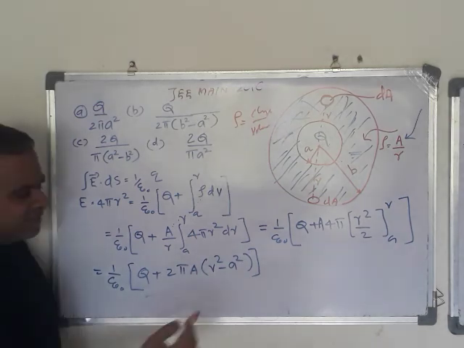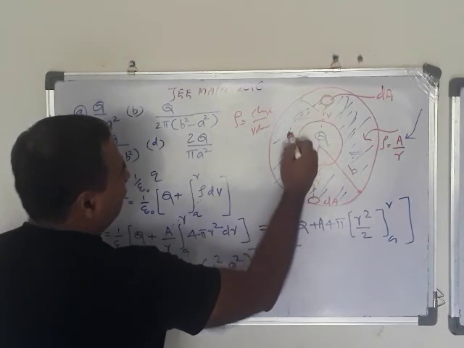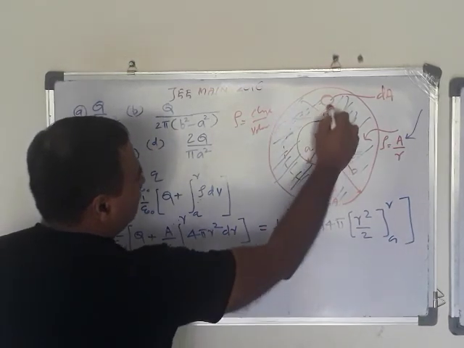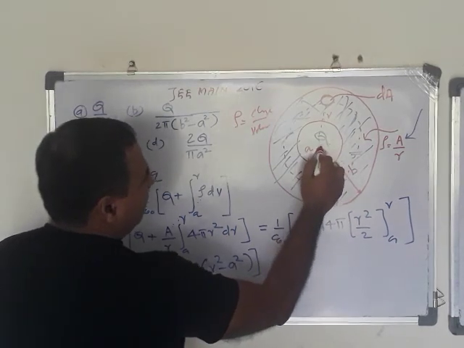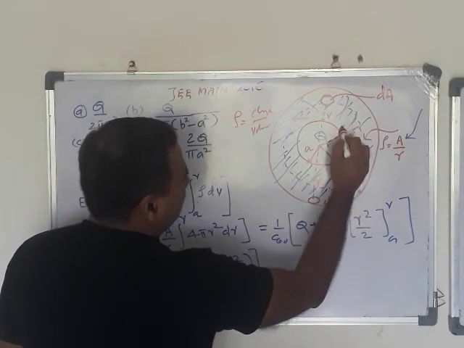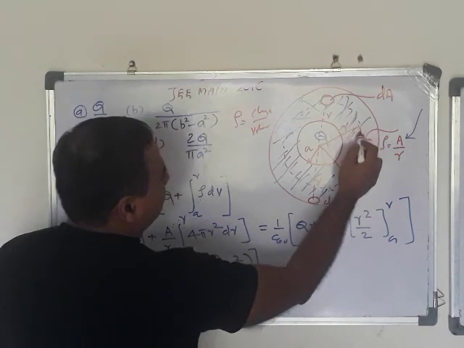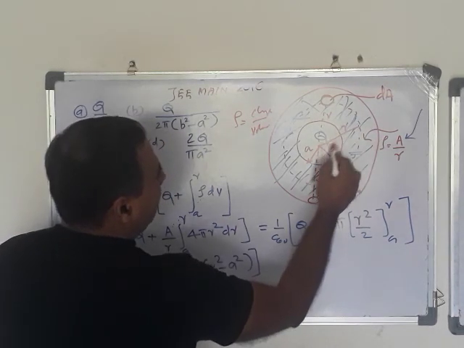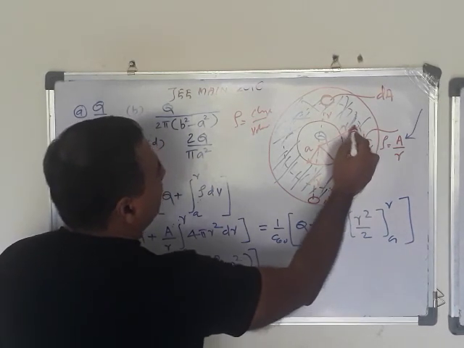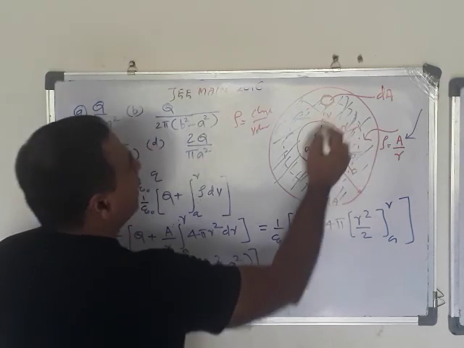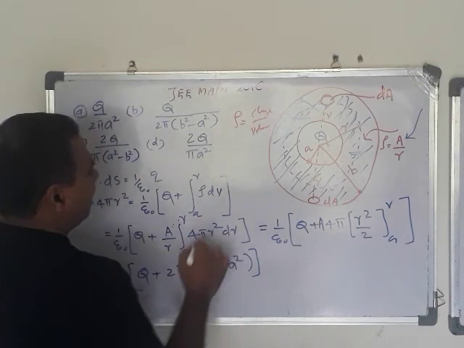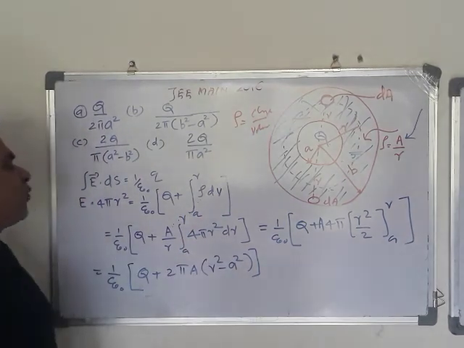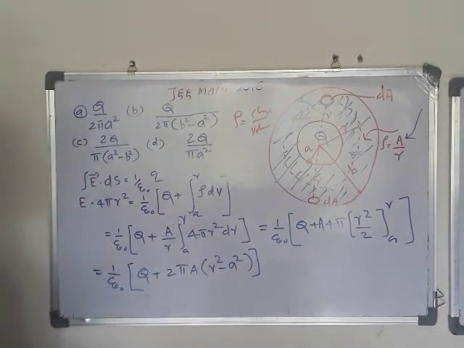So you have to consider a concentric sphere. Our consideration is this, and based on this only we are defining. That sphere's radius r is a variable, and its limit is from a to b. So the volume of this concentric sphere is 4 pi r square into dr.